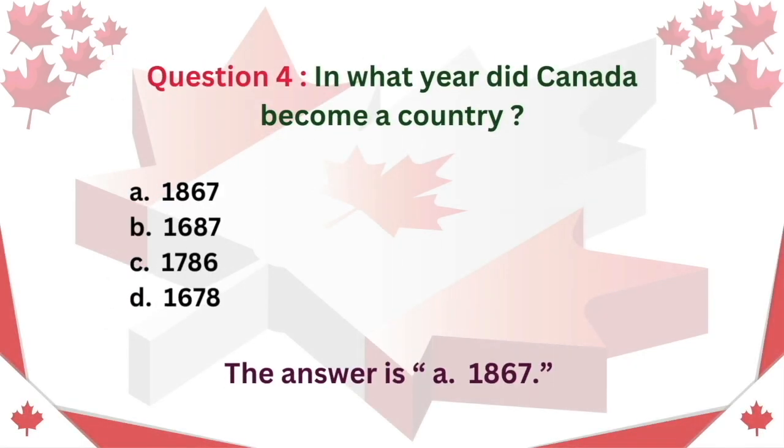Question 4. In what year did Canada become a country? A. 1867. B. 1687. C. 1786. D. 1678. The answer is A. 1867.